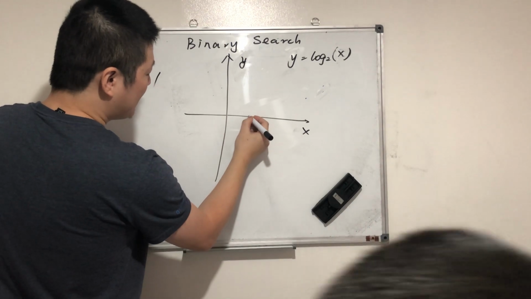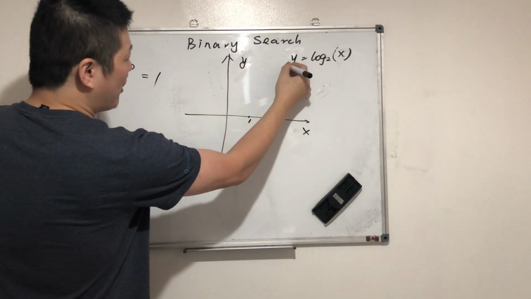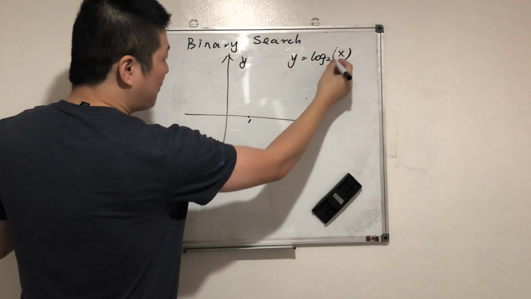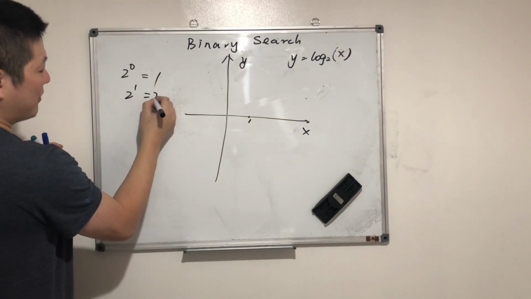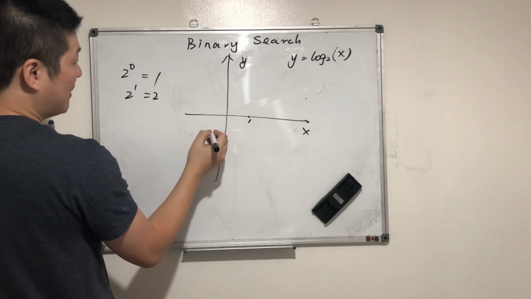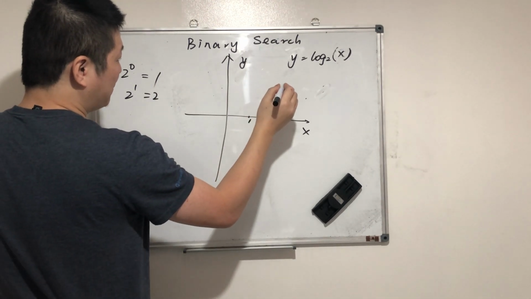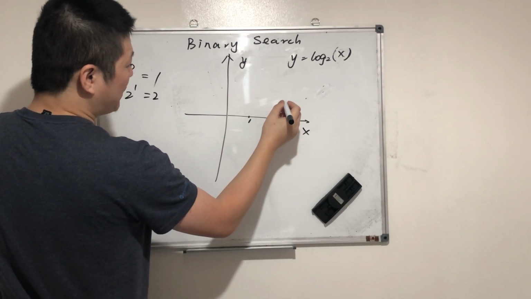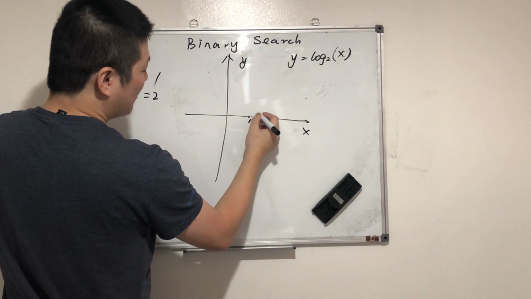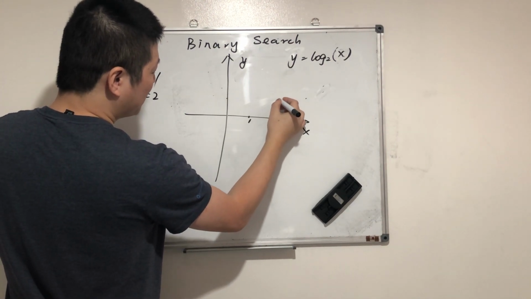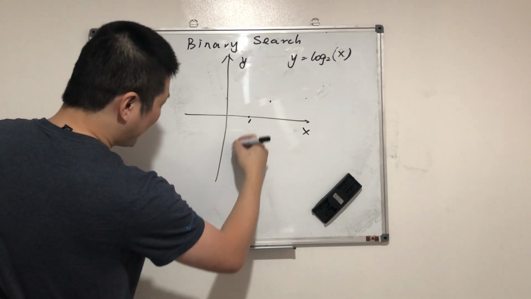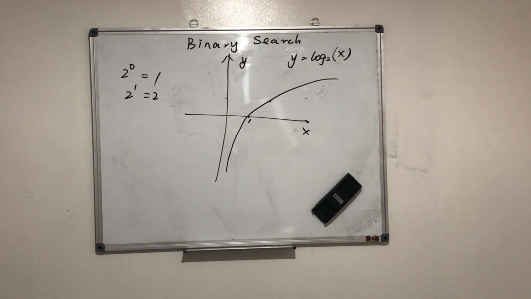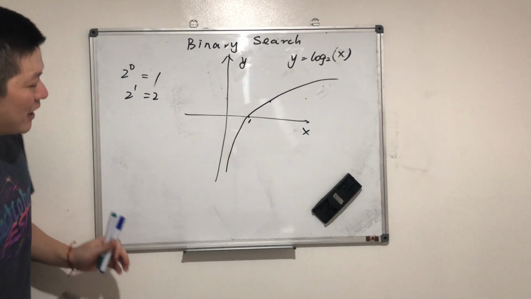So if I put a 0 here, y is 1 and x is 0. So 2 to the power of 1 equals 2, right? So when y is 1, the x should be 2. So basically, it's a function like that. This is log x. This is the function of that. This is a curve.